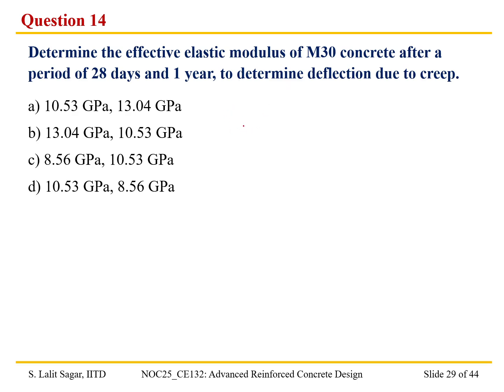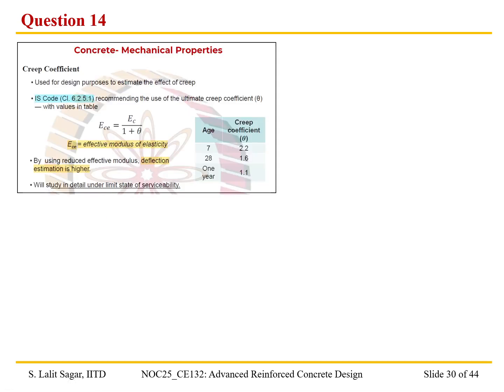Whenever we need the effective elastic modulus, we can determine it using this equation. The effective modulus is given by E divided by 1 plus theta. Here E, or EC, is the modulus of elasticity of concrete, and theta is the coefficient that varies depending on the duration over which we are going to calculate the deflection due to creep. Now let us look at the solution and the corresponding equations.